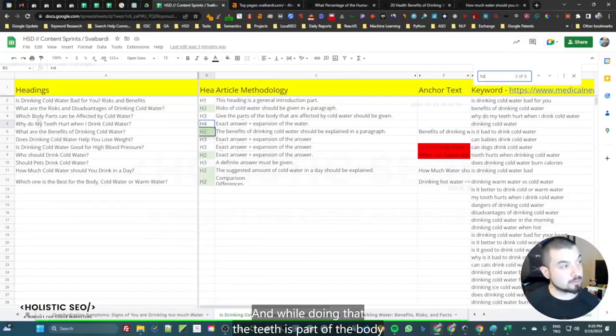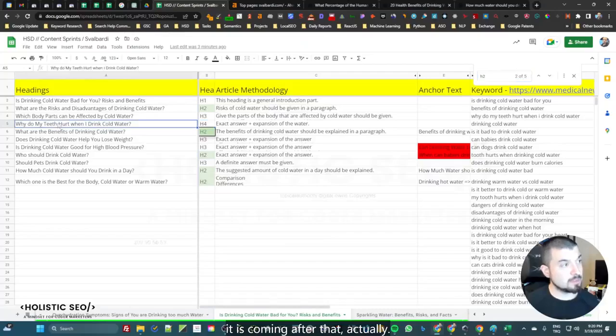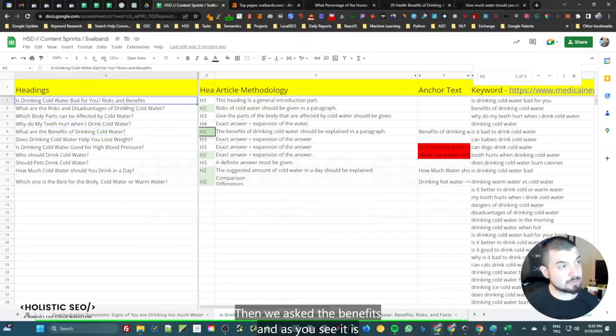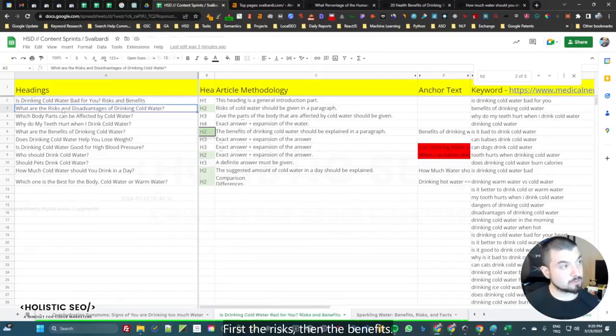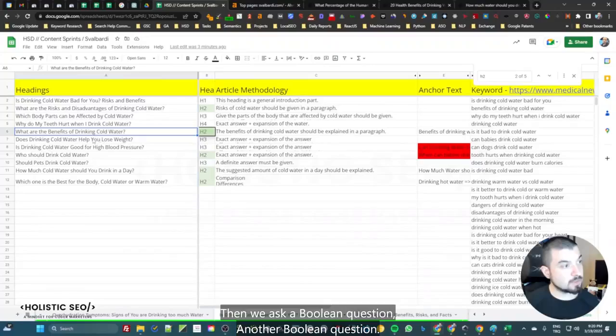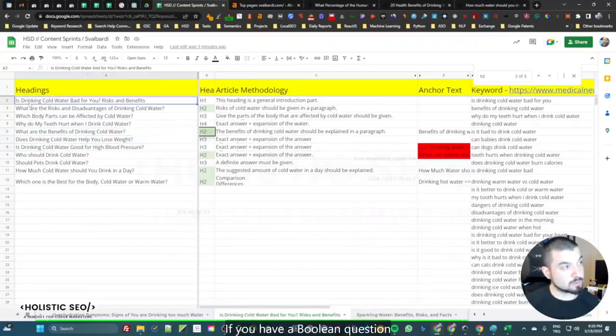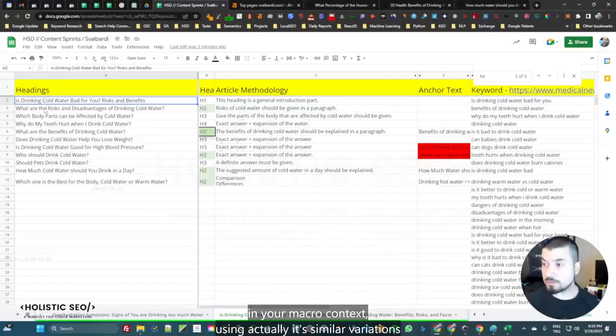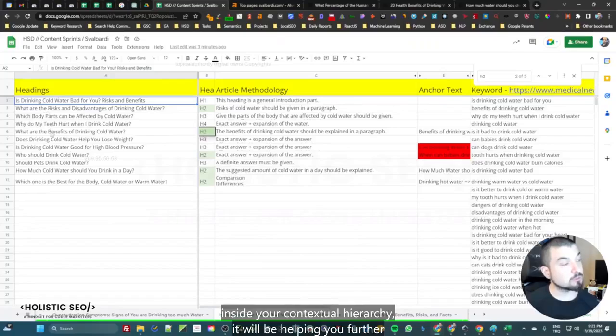And while doing that, the teeth is part of the body. That's why it is coming after that. Then we ask the benefits, and as you see, it is reflected here too. First the risks, then the benefits. Then we ask a Boolean question, another Boolean question. If you have a Boolean question in your macro context, using its similar variations inside your contextual hierarchy will be helping you further.